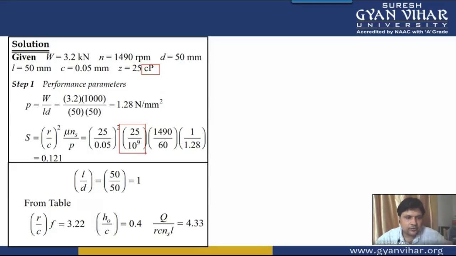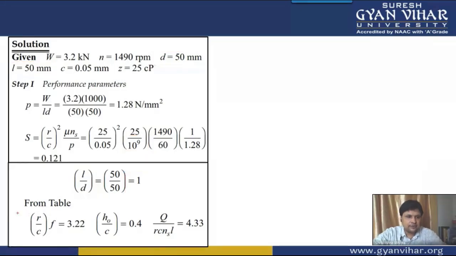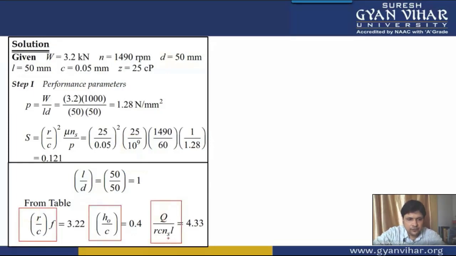Now students, as I have already told you, you can rewind and see my previous video lectures, where I have told you how to convert the units of viscosity. Therefore we have divided it by 10 to the power 9. Now the L by D ratio: diameter 50, length 50, means the L by D ratio is 1, which means it is a square bearing. From the table we will now see, for L by D equal to 1, what values we will get of R by C. We have to see H naught by C and Q upon RC Ns into L. These values from the table, let's see.